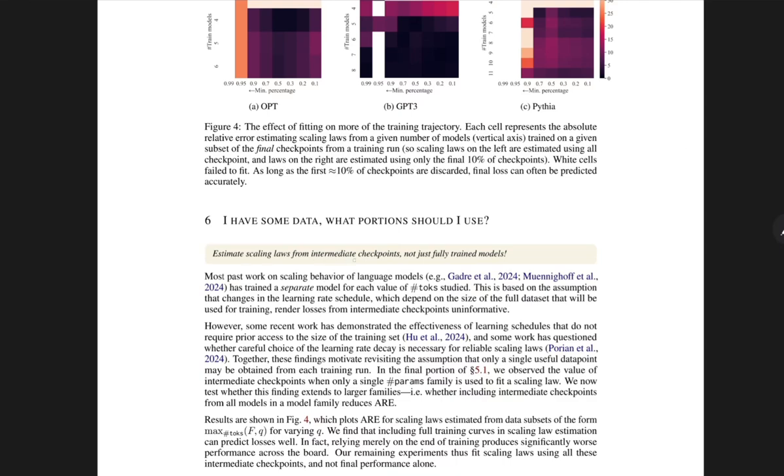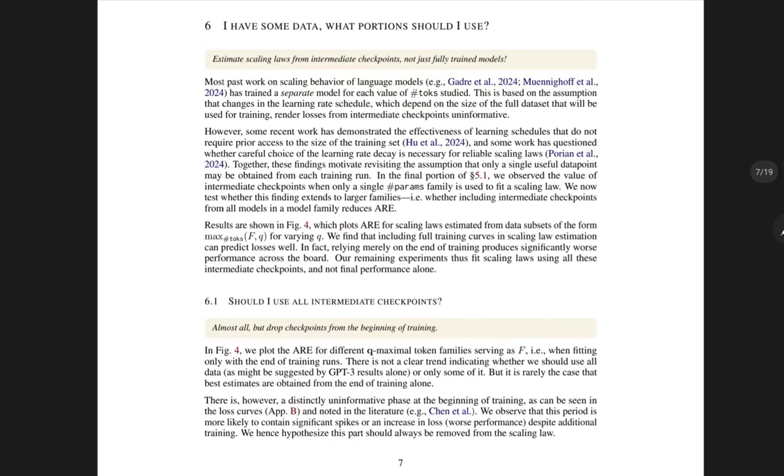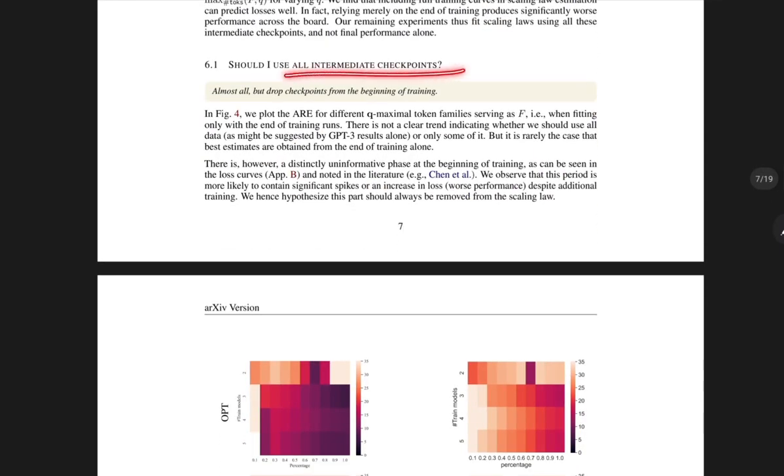Estimate scaling loss from intermediate checkpoints, not just fully trained models. So they are making it clear: the intermediate checkpoints, not just fully trained models. However, some recent work has demonstrated the effectiveness of learning schedules that do not require prior access to the size of the training set. And some work has questioned whether careful choice of the learning rate decay is necessary for a reliable score. So these are maybe sort of theories you can say, but this is based on the assumption that changes in the learning model depend on the size of the full data set, right? Should I use all intermediate checkpoints? Almost all, but drop checkpoints from the beginning of training. Okay, yeah, this is pretty clear.